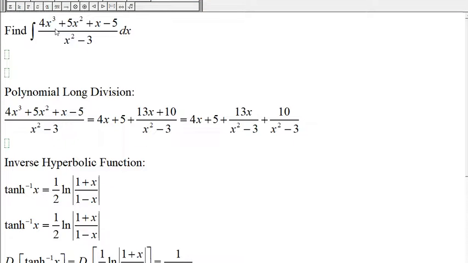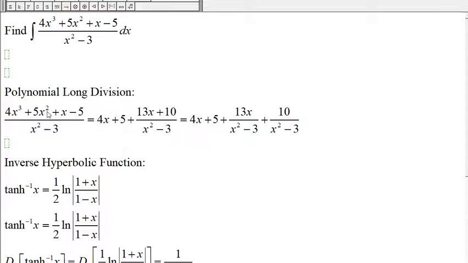Here we have the integral of (4x^3 + 5x^2 + x - 5) divided by (x^2 - 3). Since the degree of the polynomial on the top is larger than the degree of the polynomial on the bottom, what we need to do first here is do long division. And so we do polynomial long division, and then we get 4x + 5 + (13x + 10) divided by (x^2 - 3).